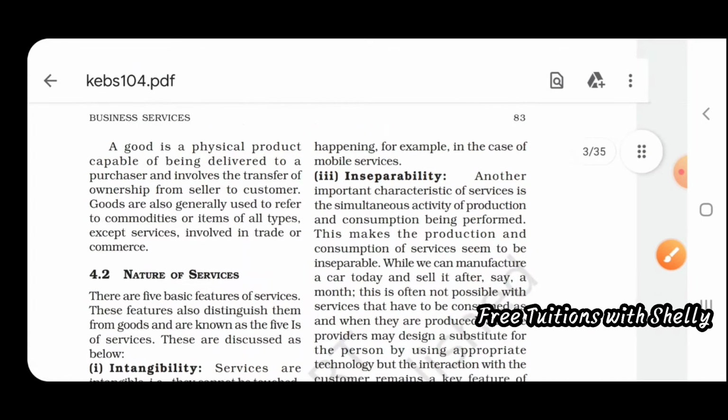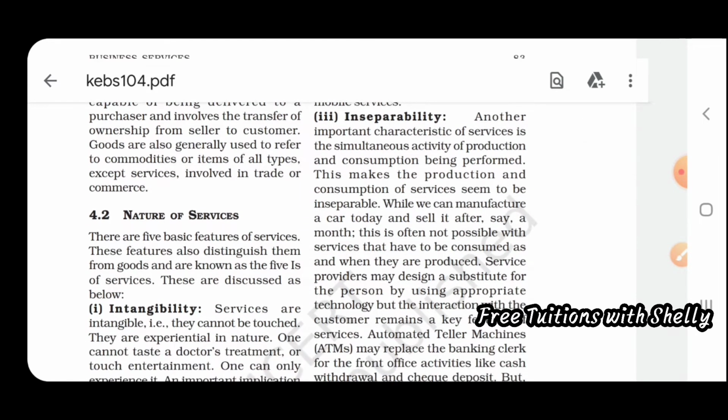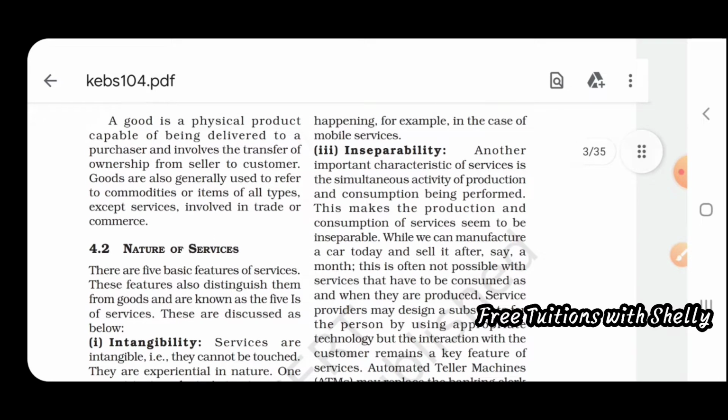The third one is inseparability. Inseparability means that, for example, when you manufacture a car today, you can sell it afterwards, like after a month or two. But when you are dealing with services and the customer demands, you will have to provide it at the same time. We cannot separate it. Service providers may design a substitute for the person by using appropriate technology, but the interaction with the customer remains a key feature of services. So it cannot be separated, because it has to be done at the same time when it is being asked for.